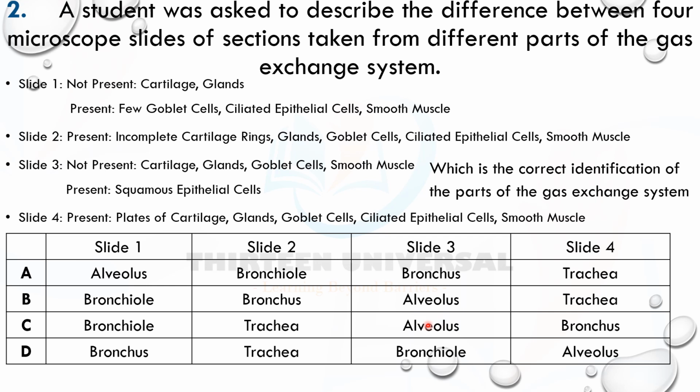Alveolus, yeah. Okay, so the last slide said plates of, now this plate of cartilage is found in bronchus. Okay, incomplete cartilage rings is trachea. That's why we chose here trachea. This plate of cartilage, all right, is bronchus. So the answer is C. That is C. All right, let's go to the next one.